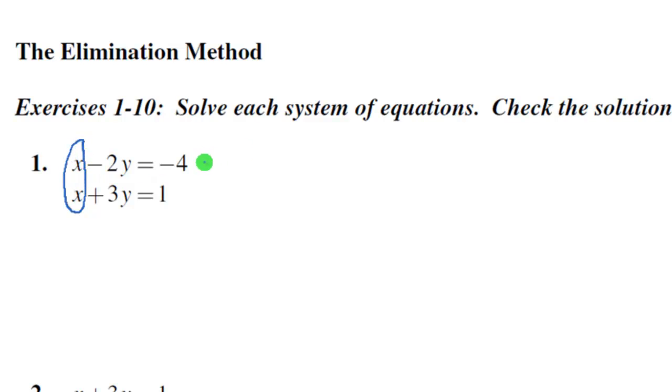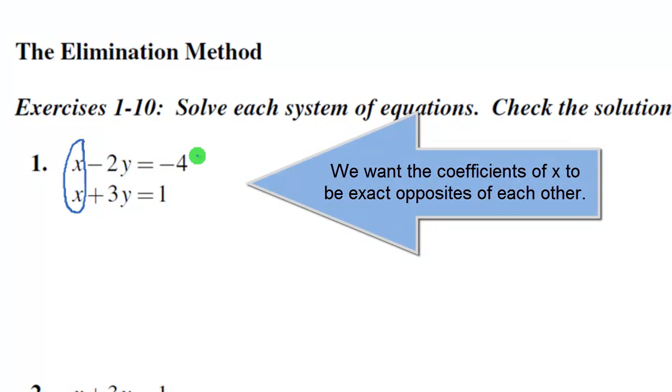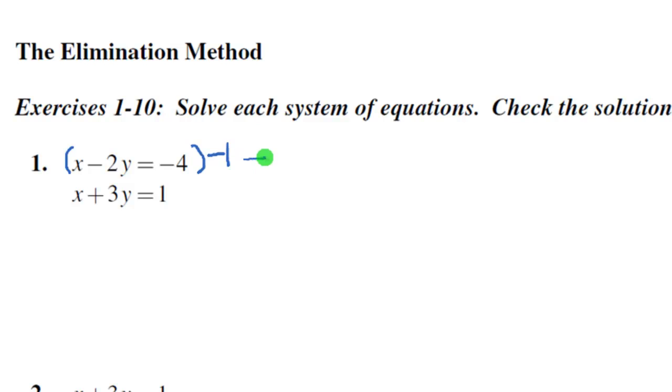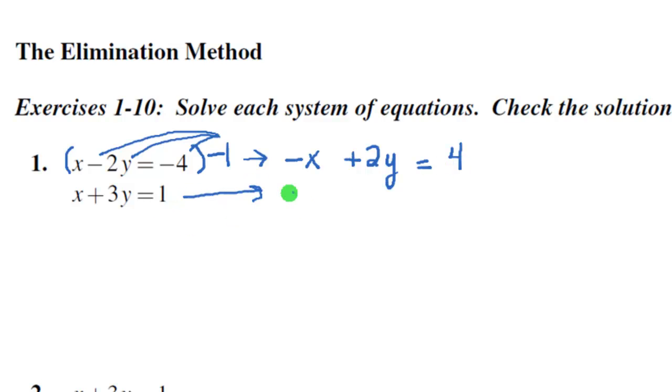Now, how we eliminate these two x's is we want to make sure that we have exact opposites. We want the coefficients to be exact opposites. So, it'd be pretty easy to change this top equation to a negative 1x. And I'm going to do that by multiplying the entire equation by negative 1. So we're going to distribute this negative 1 and then rewrite the equation to the right. So that gives us negative x plus 2y equals positive 4. Notice how all the signs changed.